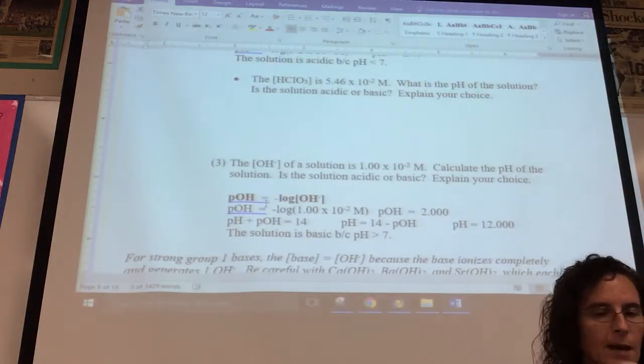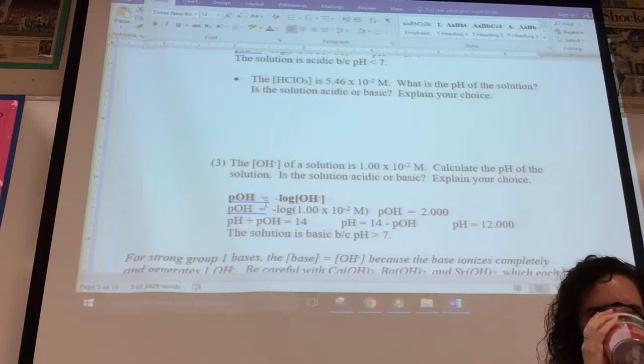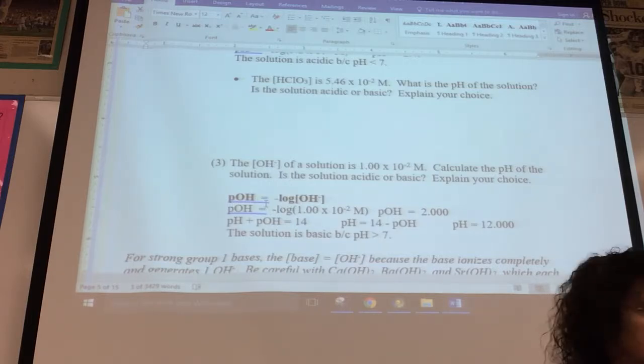And you know bases have a pH greater than or less than 7? Greater. Correct.